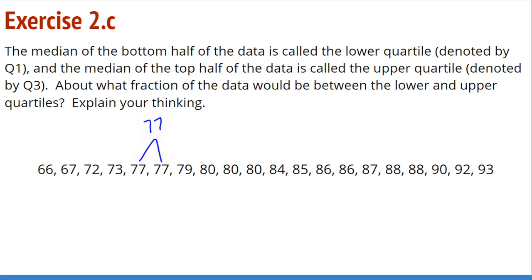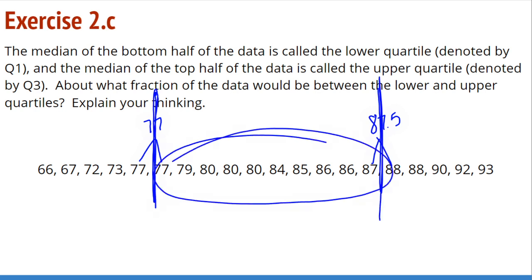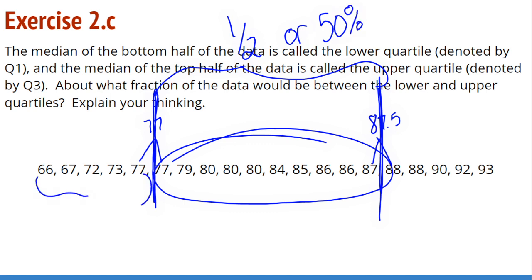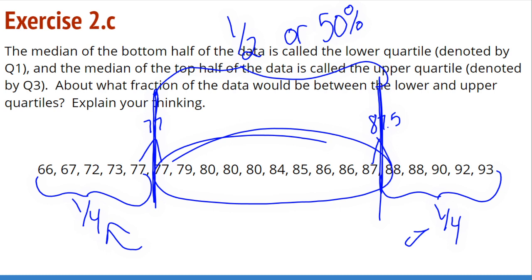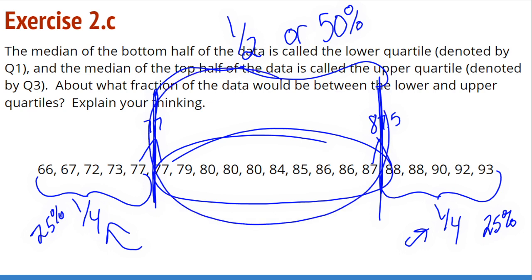So we had our 77 here, and we had our 87.5 over here. And the question is, how much of our data is in this section right here? And you'll remember I just said half of the data is there. Within the interquartile range, we will have half of the data, or 50% of the data. The other half is on the ends. We've got 1/4 over here and 1/4 over here, and these represent 25% and 25%. So what we're doing is we're splitting the data into 4 sections, and we're asking ourselves, how spread out is the middle section?